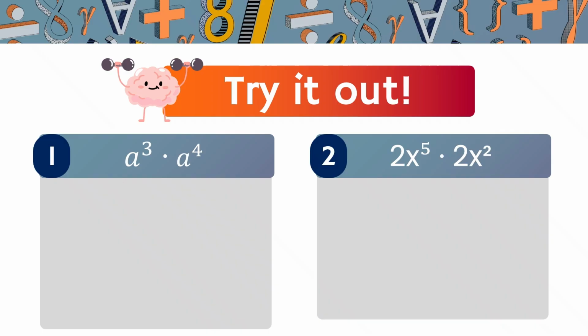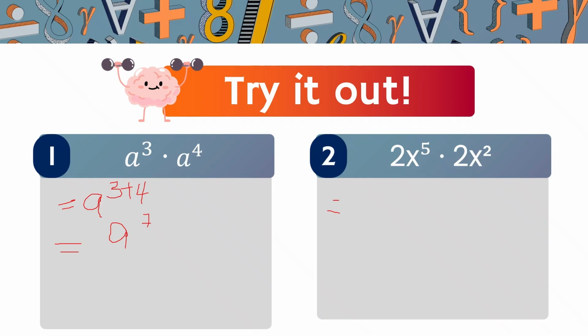So let's try these two examples. We have a cubed times a raised to the fourth power. Remember, copy the base and add the exponents. So we have a raised to 3 plus 4, and adding them we have a raised to the power of 7. Next we have 2x to the power of 5 times 2x squared.